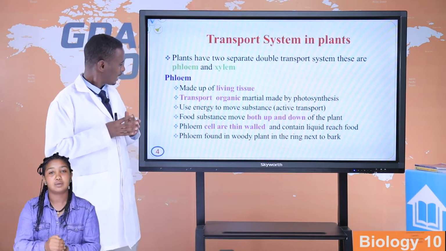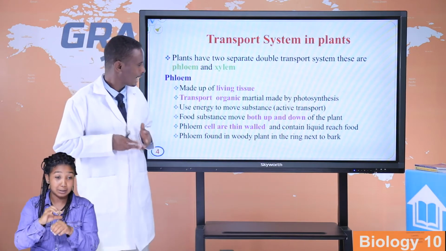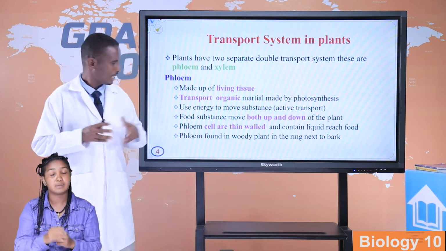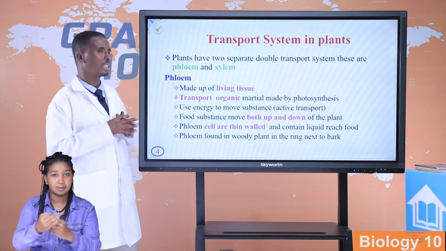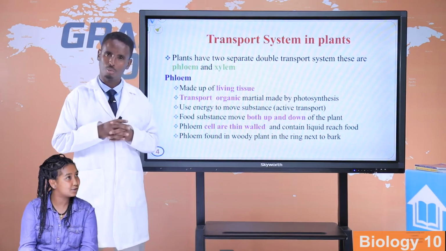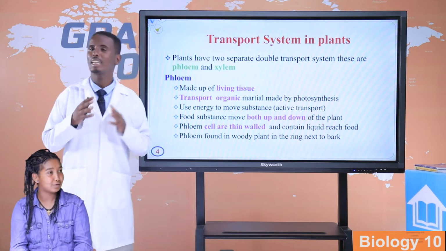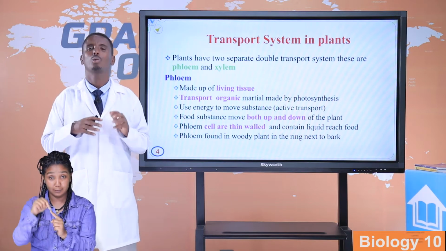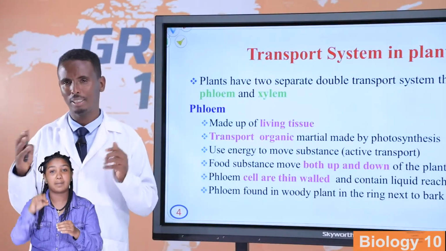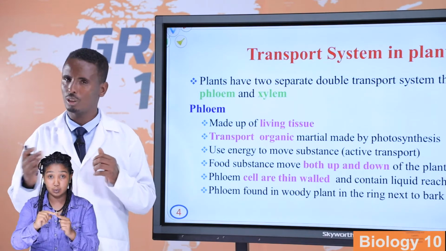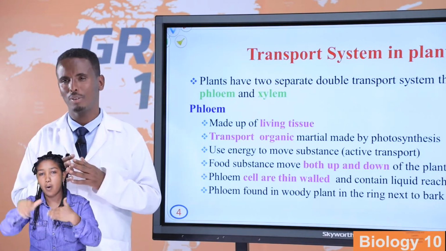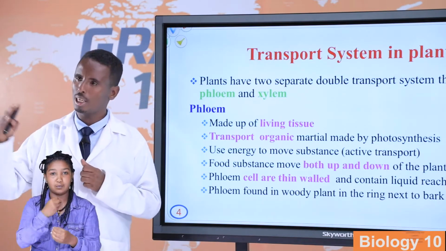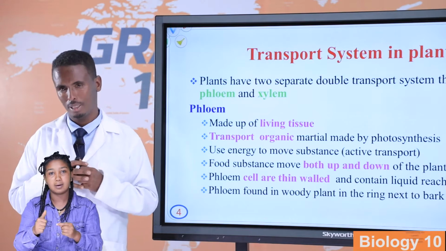Phloem cells are thin-walled and contain liquid-rich food. Phloem is found in woody plants next to the ring. So phloem transports synthesized food from the leaf to all parts of the plant, from the leaf to the root, from the leaf to the flower, and to all other parts of the plant.